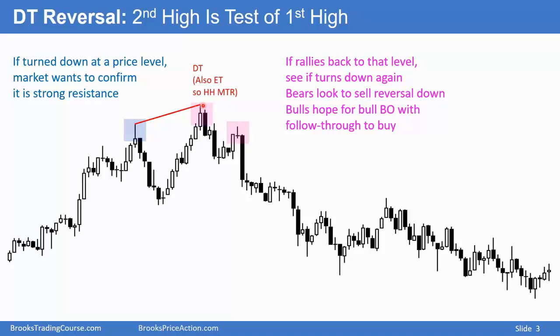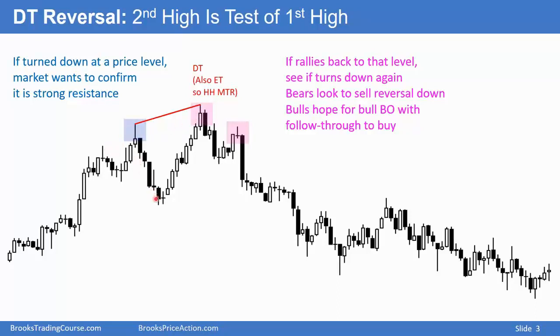A double top. Does not matter that it's a slightly higher high. In this particular case, this double top is also an expanding triangle. We went up here, turned down higher and higher, and we have a lower low. And therefore, it's a double top, and it's also a higher high major trend reversal. Every expanding triangle top is a higher high major trend reversal. Even without the expanding triangle, it's still a major reversal.